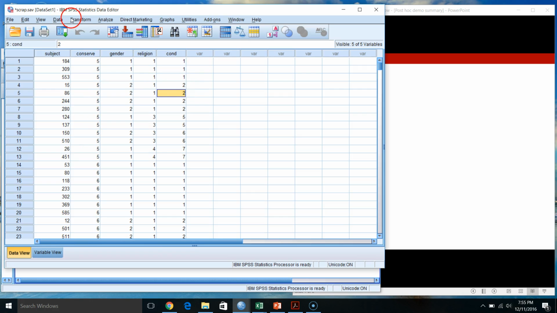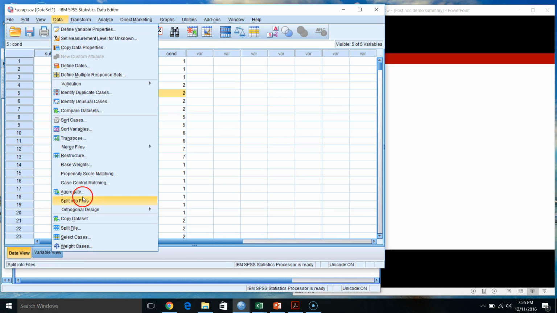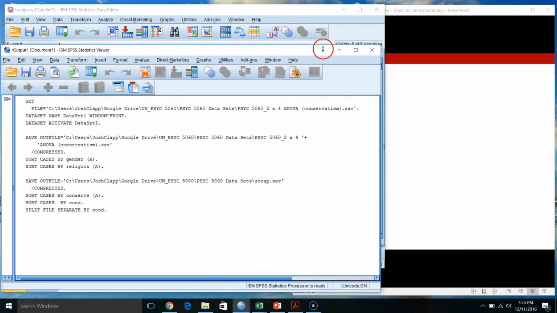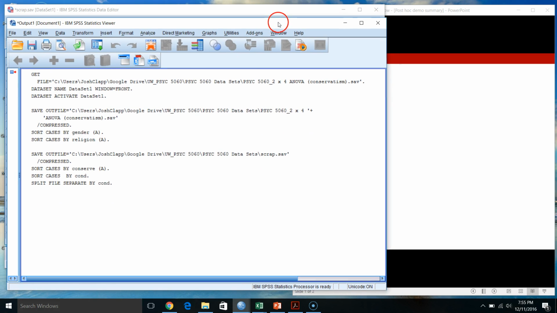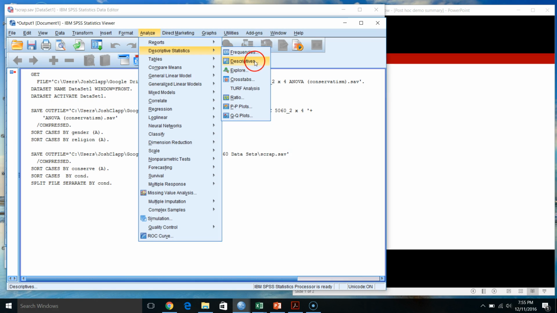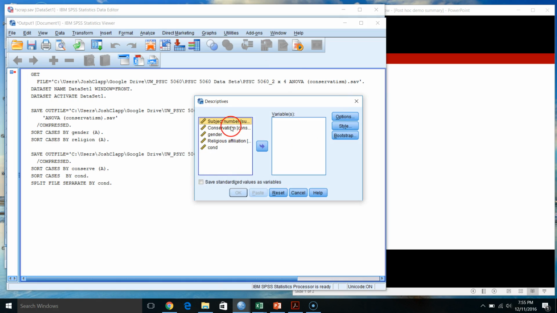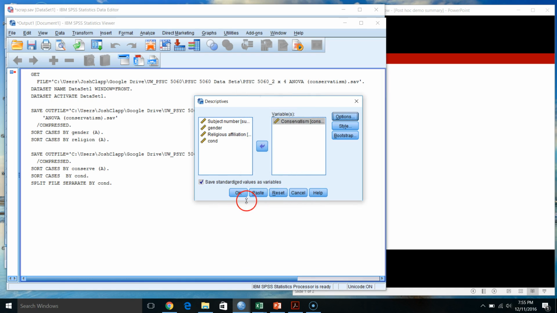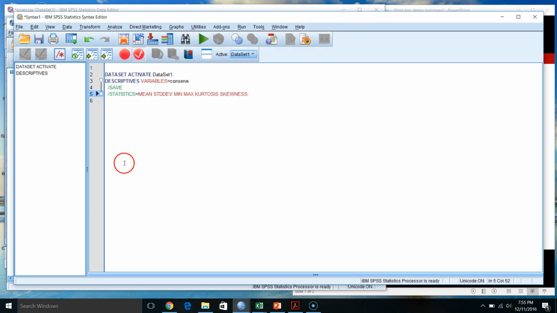So what we're going to do first is go to Data, Split File. We split file by condition, organize output by groups. So this will give us different output for each one of our groups, and then we can go to Analyze, Descriptives. We want to look at conservatism. We'll save as standardized, options, request skew kurtosis, hit continue, and then we'll paste that into a syntax file.